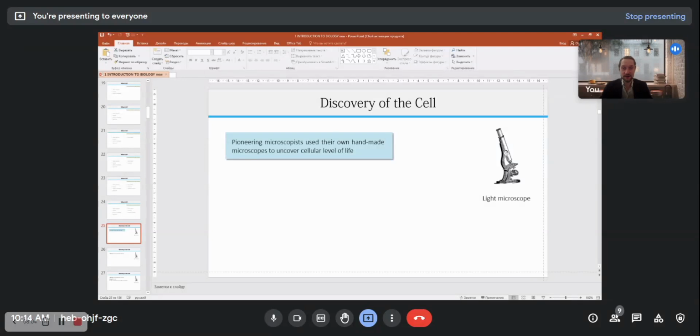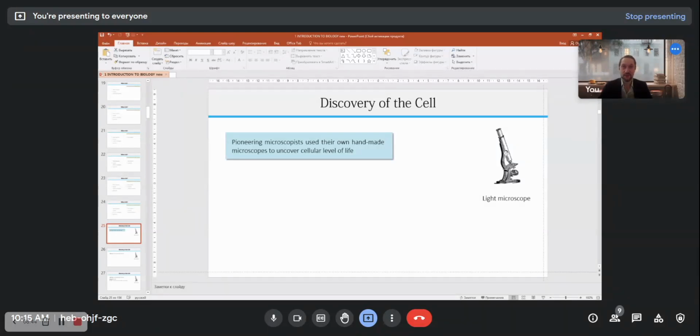Pioneering microscopists used their own handmade microscopes to uncover the cellular level of life. Now we have extremely complicated microscopes that may occupy the whole room and cost half a million euro or even higher, like electron microscopes, like the two photon laser scanning microscope, and so on. But at the beginning, everything was much more simple, but very important for the development of our knowledge. I would say it like this.